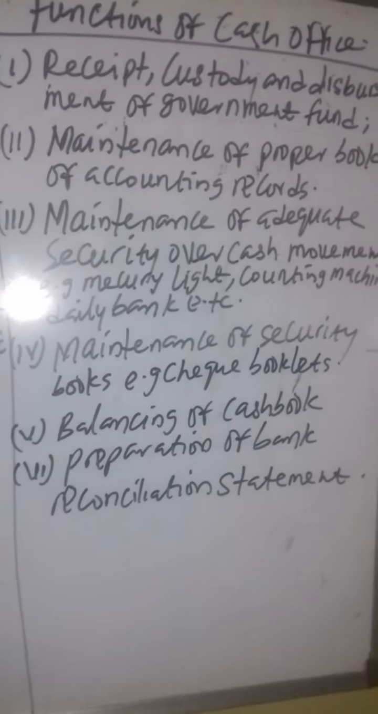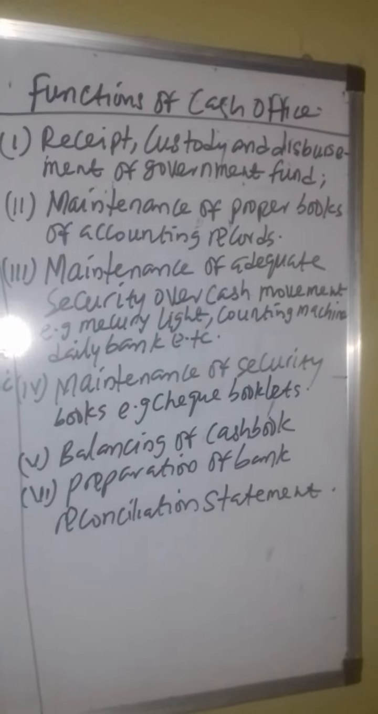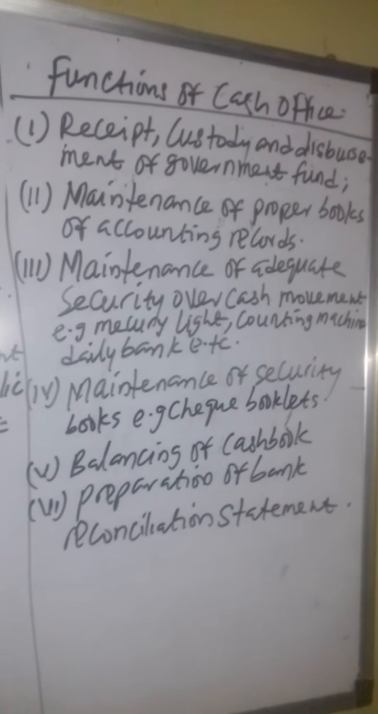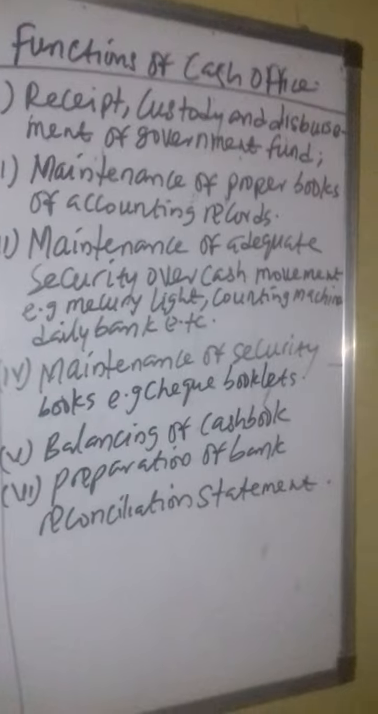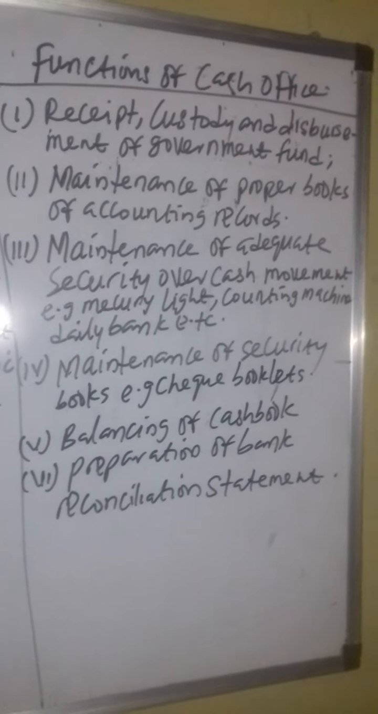Then we look at balancing of the cash book. It is done at the cash office. The next is preparation of the bank reconciliation statement, which is very, very important, and it's mostly done either weekly or monthly as the entity may require.